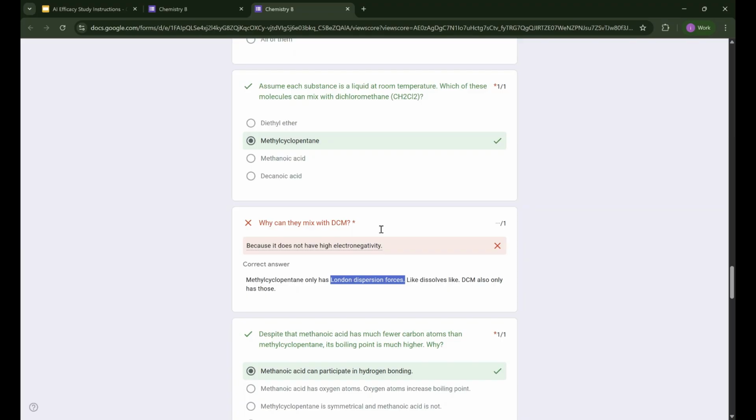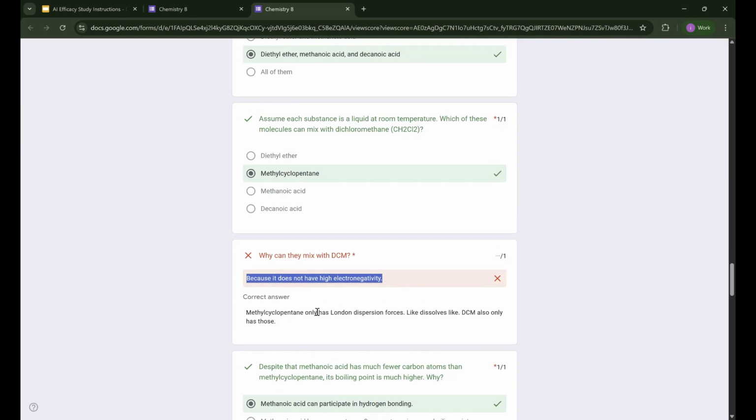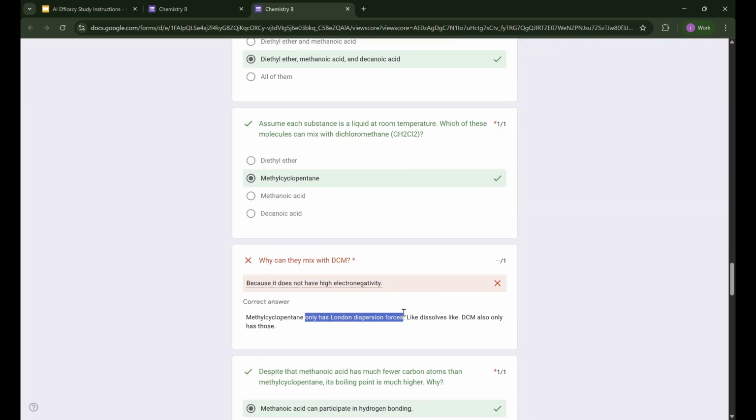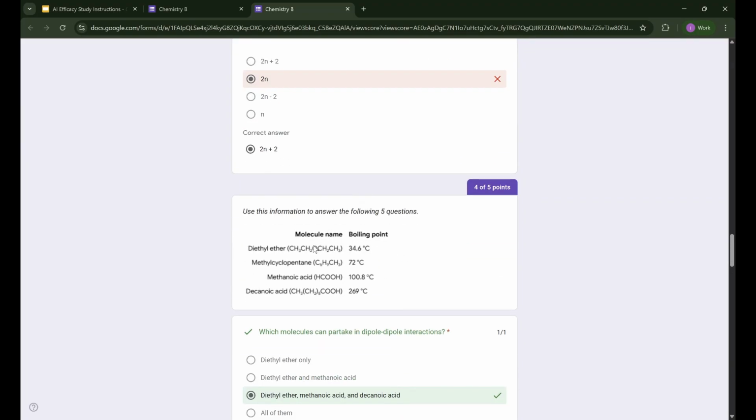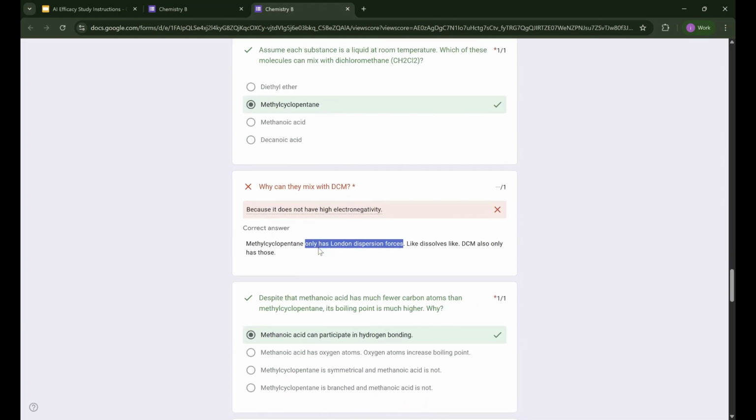Not sure. I didn't get this one right. But my point was the same. It only has London dispersion forces because I noticed that all of these have an OH and an OH. Those are dipole forces. Even this OC, I think.